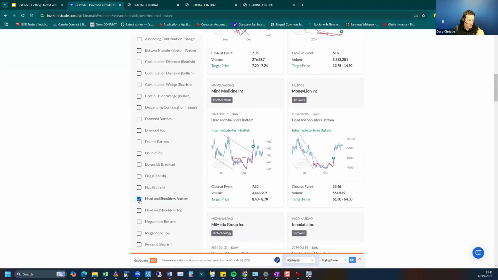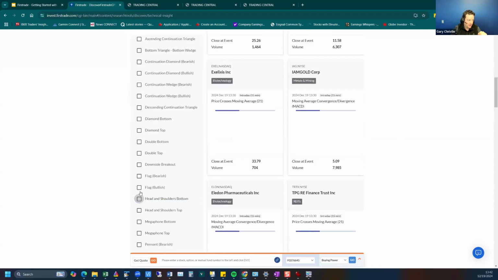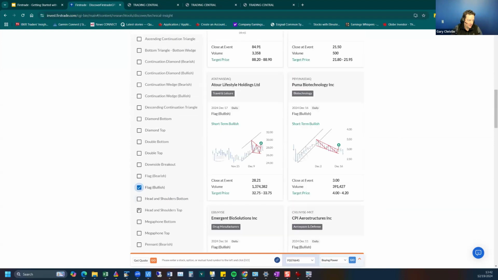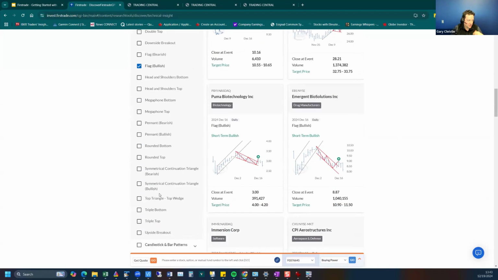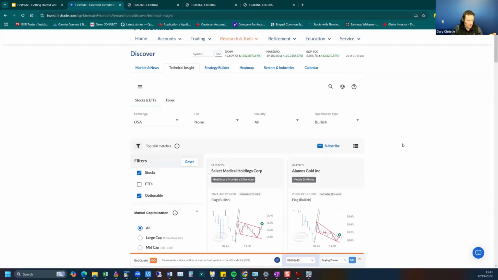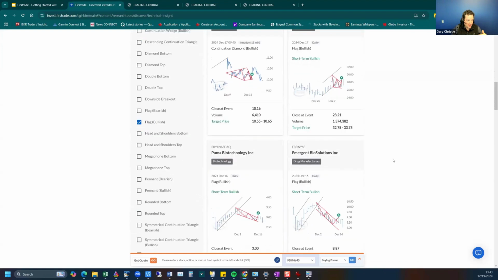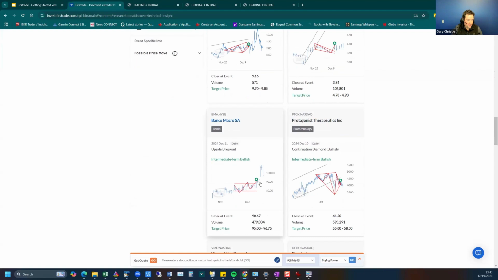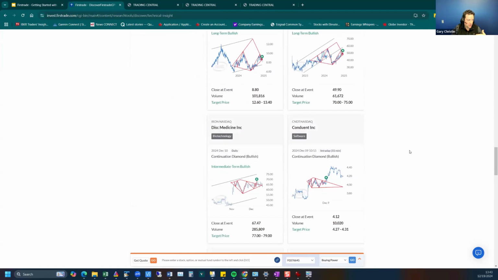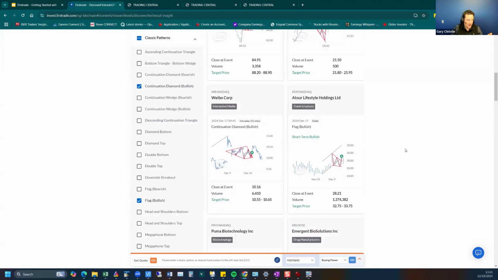Maybe I like head and shoulders bottoms, or I could switch it quickly. And I want a bullish flag. Maybe I'll use a continuation pattern, continuation wedge bullish. And because I'm a trend following trader by trade, maybe I want an upside breakout. As I'm doing this, I'm getting more results here, right? These are all bullish ideas, but potential breakouts, right? There's a big one here in Banco Marco SA, so on and so on. I won't go through all these today because we're running out of time.